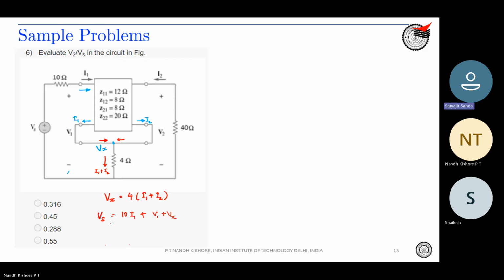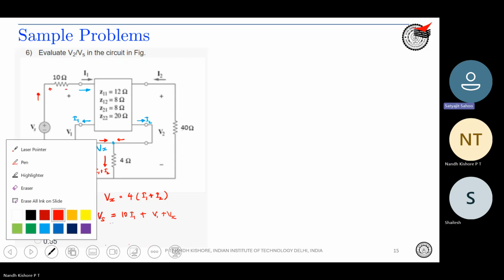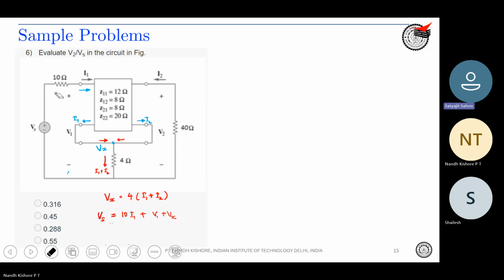If you are using KVL, sir, and taking the loop. I have written Vs is equal to, I'm not writing Vs minus 10 I1. See, I1 is traveling like this, correct? Okay, got it, sir. I actually thought that you were writing the KVL equation and then equating, sir. No, I directly wrote equal to. Okay.